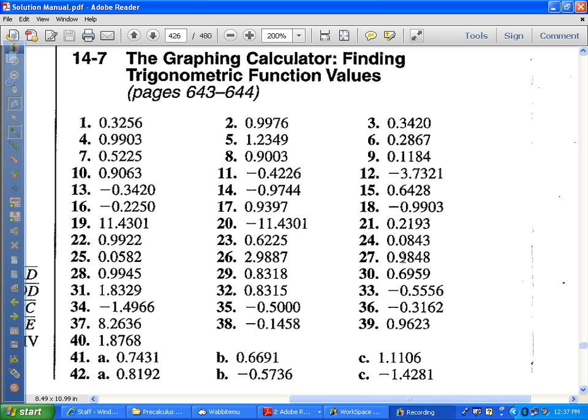27 is 0.9848. 30 is 0.6959. 33 is negative 0.5556. 36 is negative 0.3162. 39 is 0.9623.